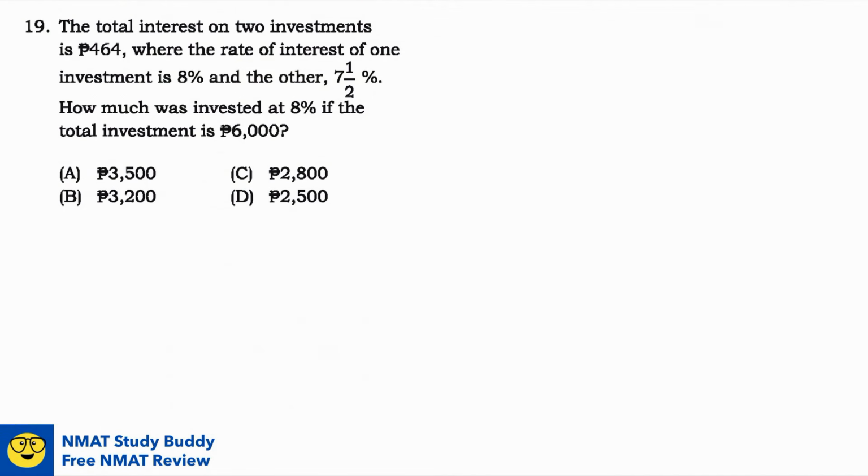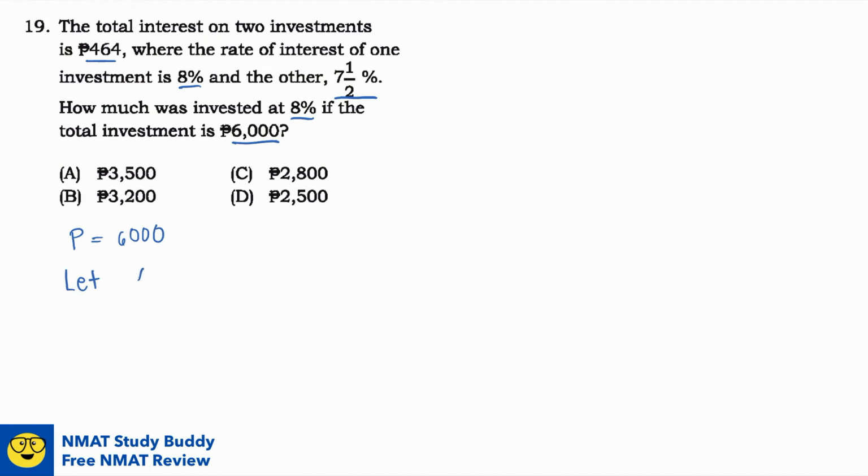Number 19, the total interest on two investments is 464, where the rate of interest of one investment is 8% and the other is 7.5%. How much was invested at 8% if the total investment is 6,000 pesos? So, yung ininvest mo daw ay 6,000 pesos.